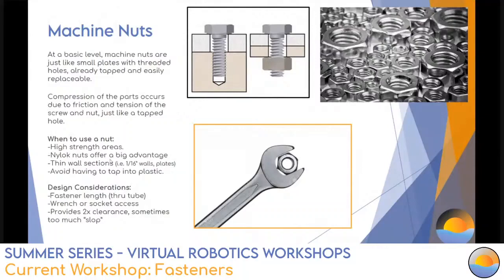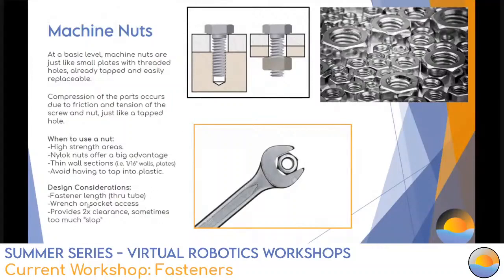Nylocks offer a really big advantage. You can use them when you have thin wall parts, like 1/16 wall plate. You wouldn't ever think about tapping a 1/16 wall for a 10-32 thread. And sometimes you want to avoid having to tap into plastic. I'm not saying it's impossible to tap into plastic, but there's often a good reason not to tap into plastic at times.